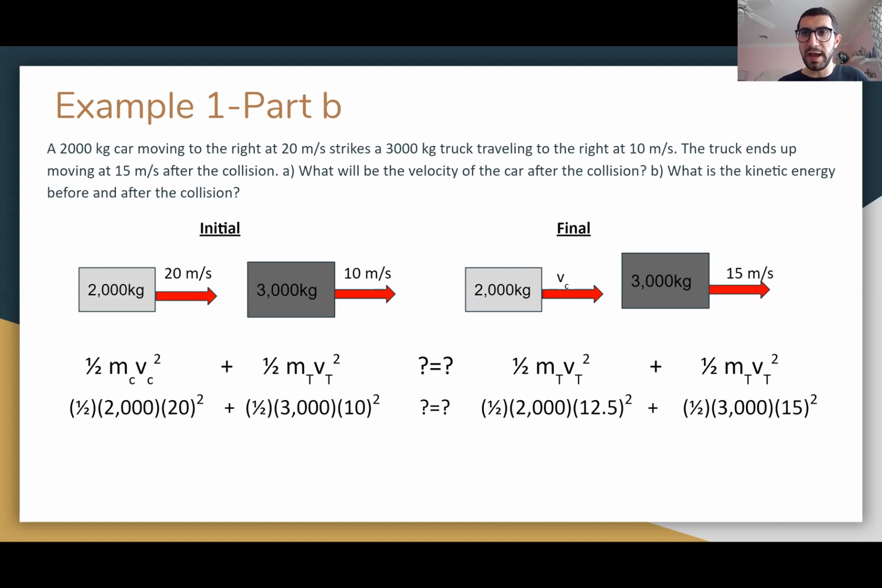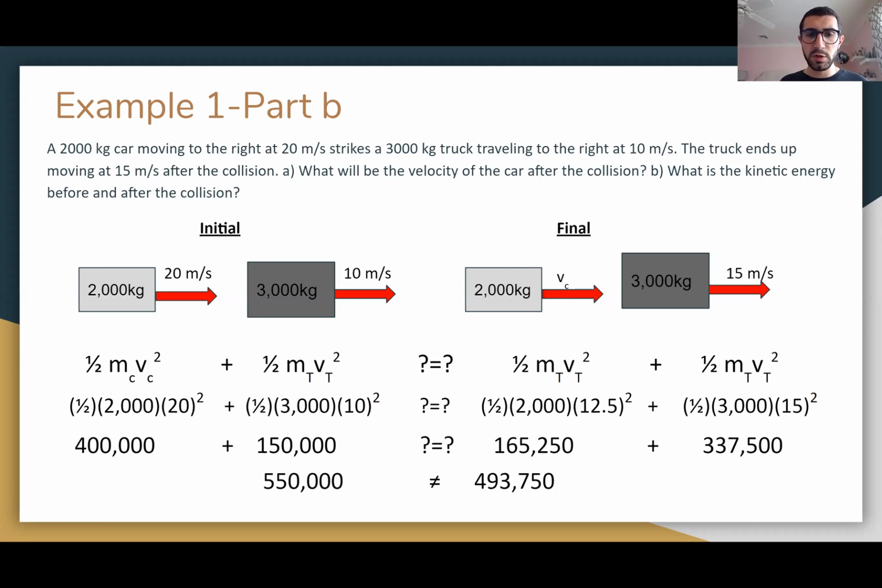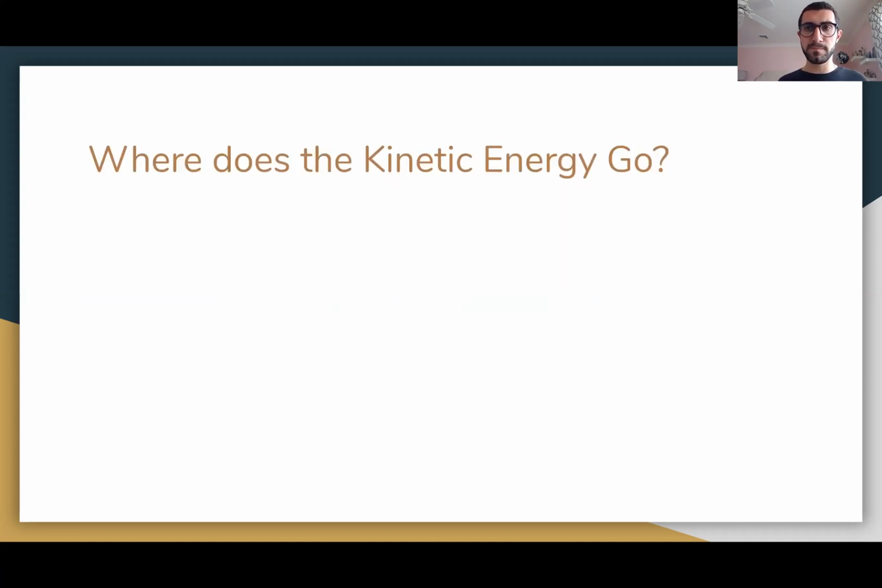So we're using that now to solve for its kinetic energy. So we plug in our numbers and we do out the algebra, and we learn that initially the car and truck have a combined kinetic energy of 550,000, excuse me, and the kinetic energy at the end is 490,000-ish. So we know that those two numbers are not equal. So where did the kinetic energy go?